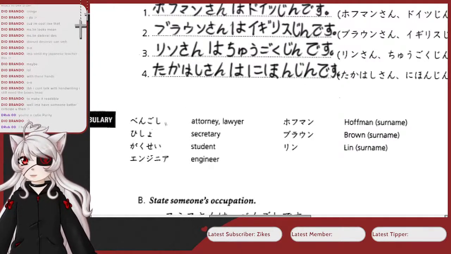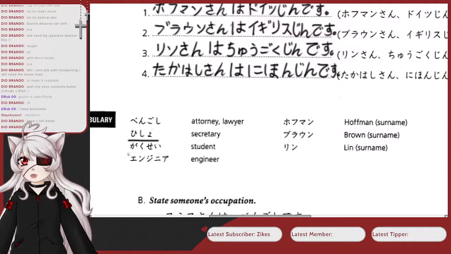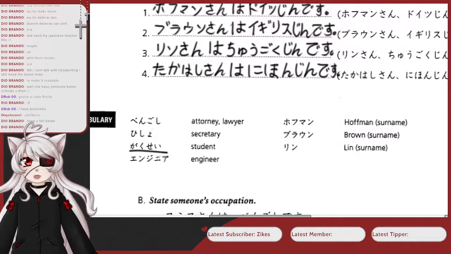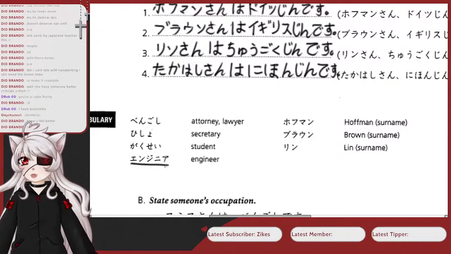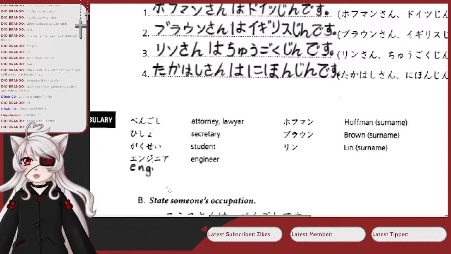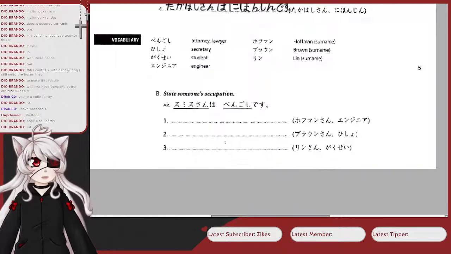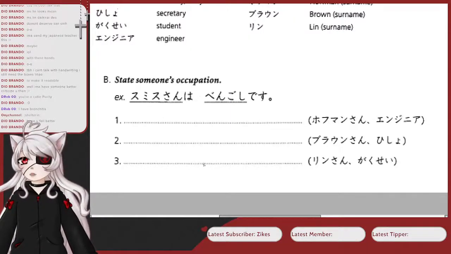But yeah, bengoshi is an attorney slash a lawyer. Hello, Para. We have a hisho, which is a secretary. A gakusei, which is a student. Engineer. Hoffman, Brown, and Rin, which are all surnames. And then it's the exact same for occupations.